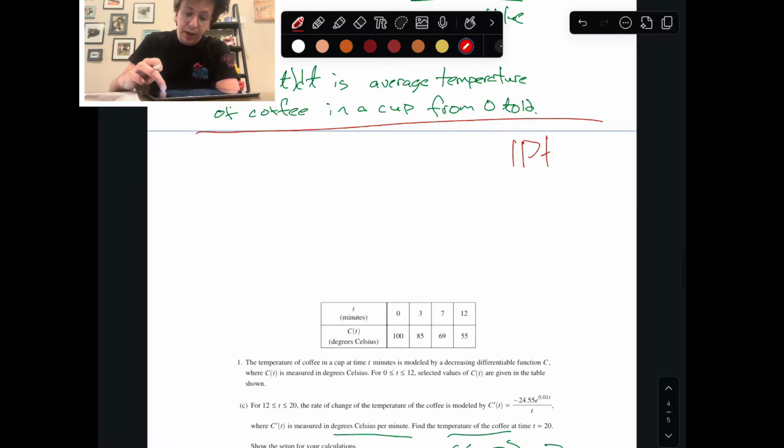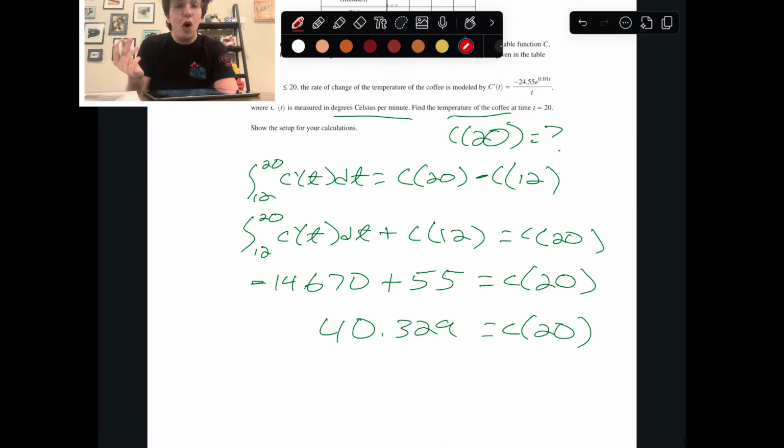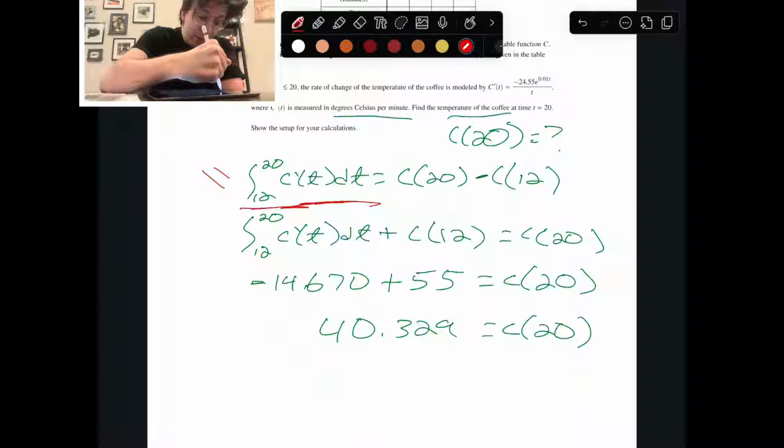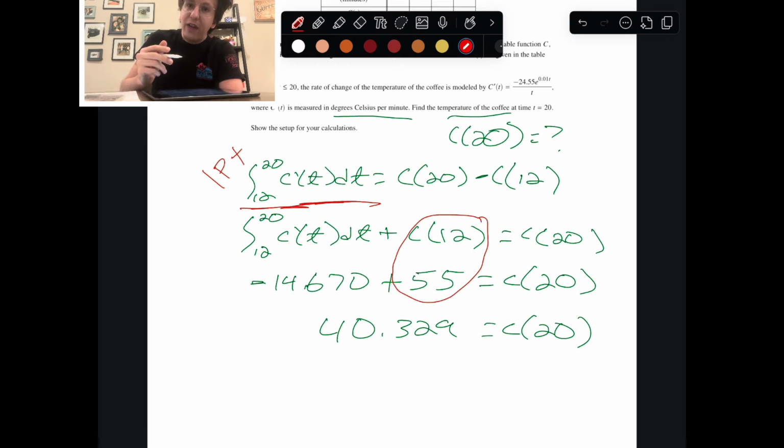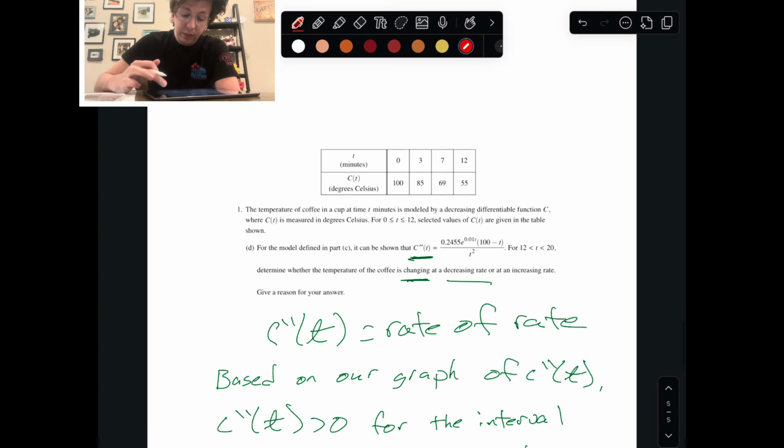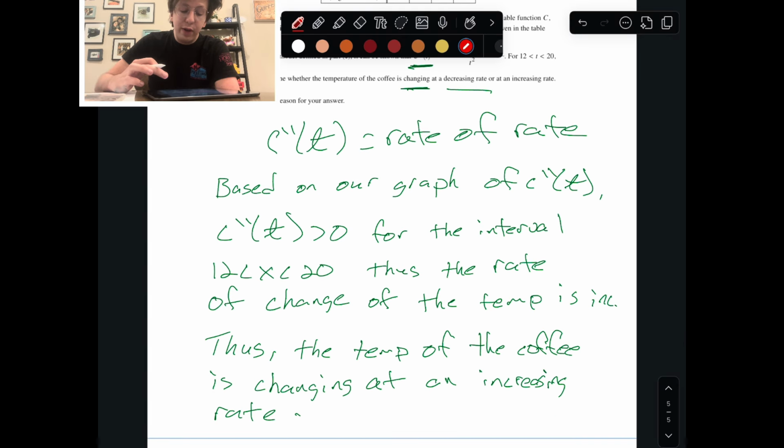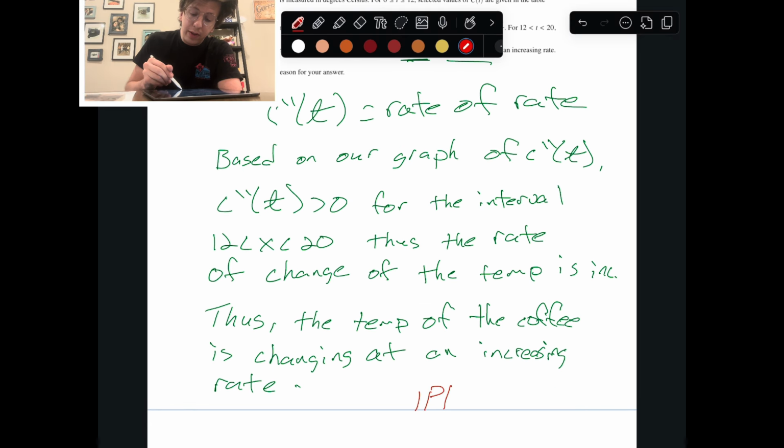All right. Now, this part C is also worth 3 points. They gave you 1 point if you did the integral from 12 to 20 of C prime of t dt. They also gave you a point if you used the initial value at 12. And then you got a final point for the answer of 40.329. And lastly, sadly, all this beautiful explanation would only have gotten you 1 point.